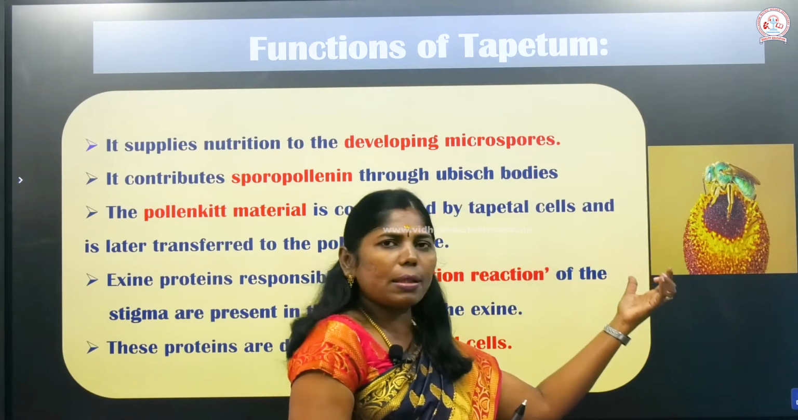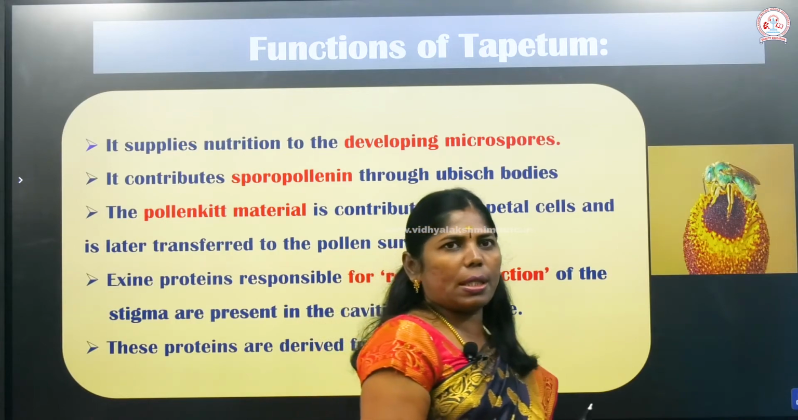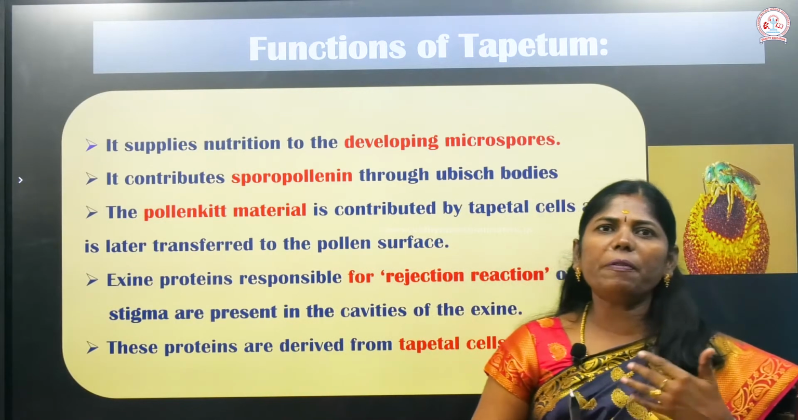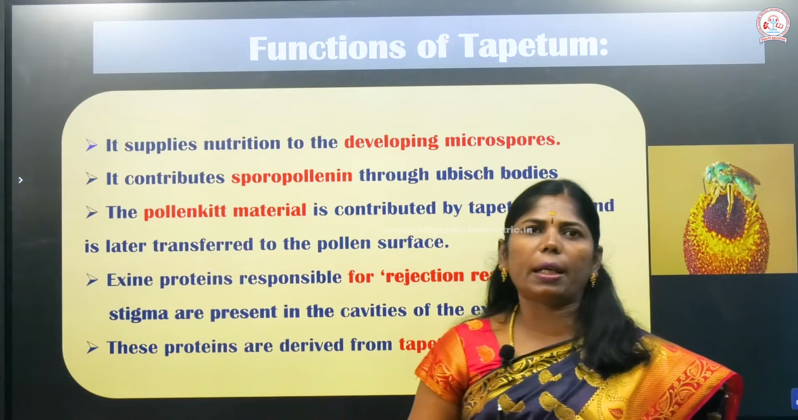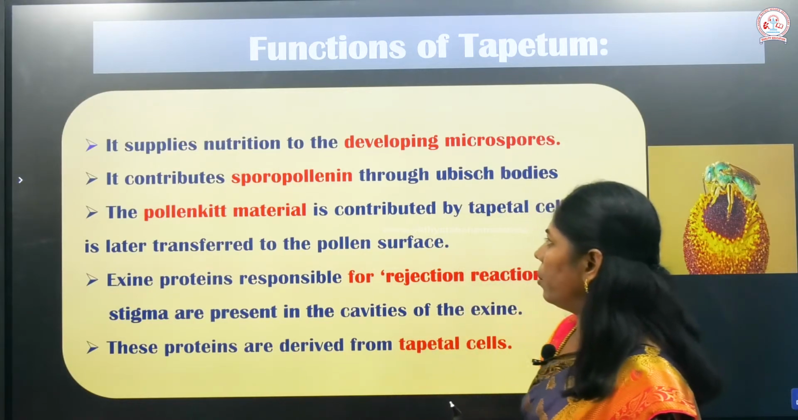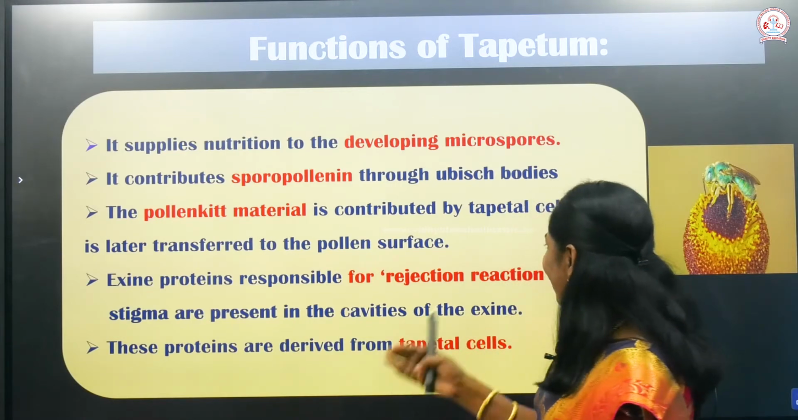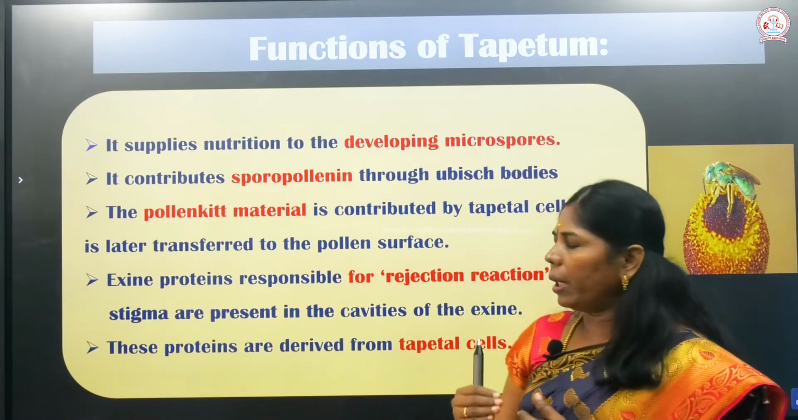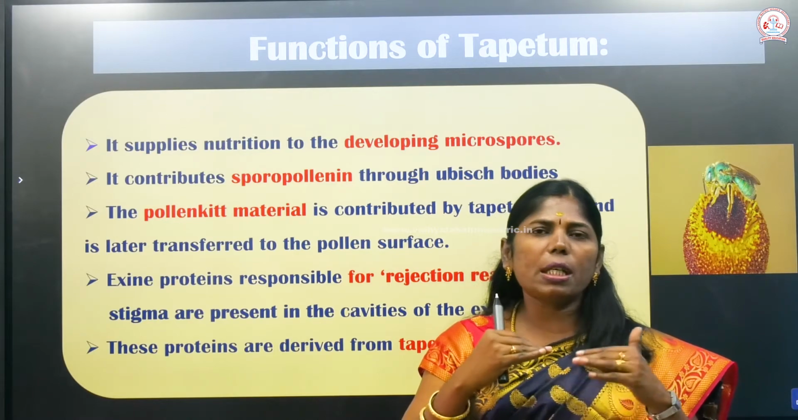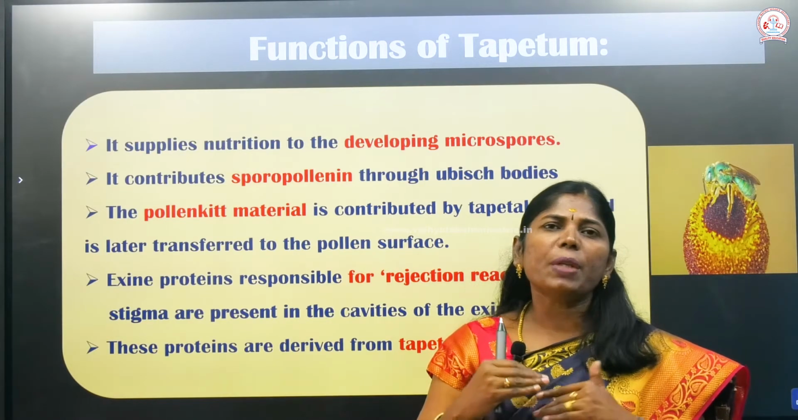So they have to attract the insects for the pollination, isn't it? So later it is developed into the surface of the pollen grains. And the exine protein is very important, it is responsible for the rejection reactions. If there is any unknown stigma, they have to reject the germination.